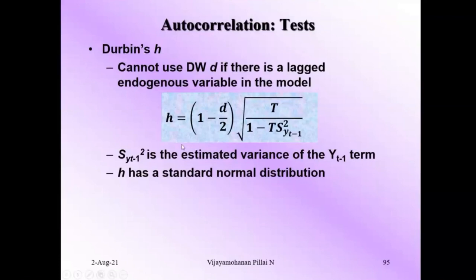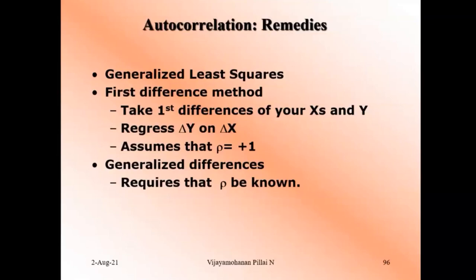Now, the remedy, as I told you in the case of heteroskedasticity, is the same generalized least squares method, but in a different format. We apply GLS here in terms of either a first difference method, that is, we take the first difference of our x variables and the dependent variable, and then regress delta y, the first difference of y, on the first difference of our independent variables. Here we are assuming that the autocorrelation coefficient is equal to 1.